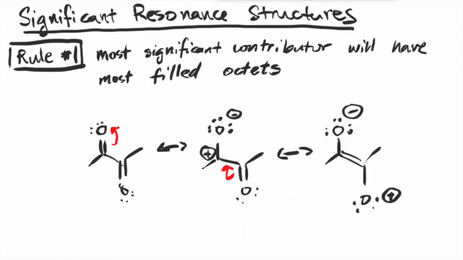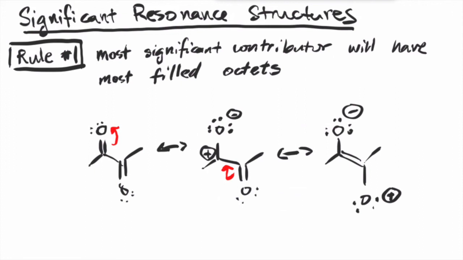So now we have three resonance structures. How do you want to analyze our situation here? In our first structure, we see that every atom that needs an octet has an octet. So that looks good. In our second structure, we see that there's a carbocation, so there's a lack of octet. So we already know the first structure is better than the second structure.